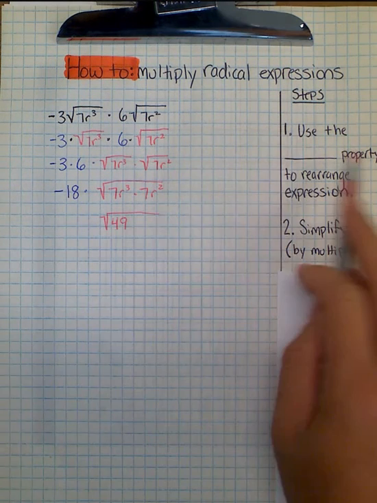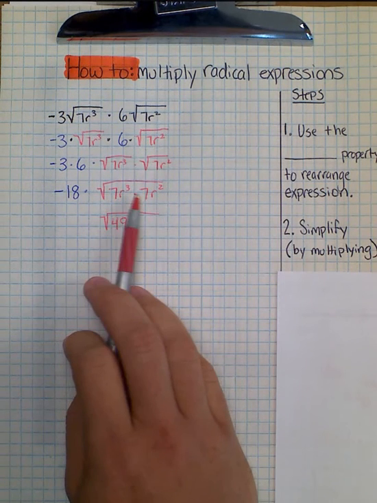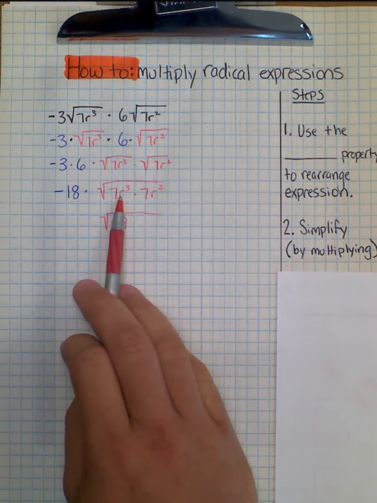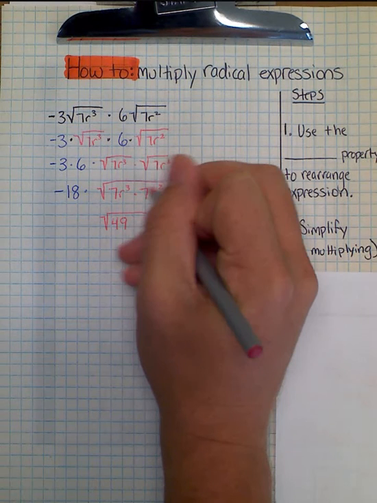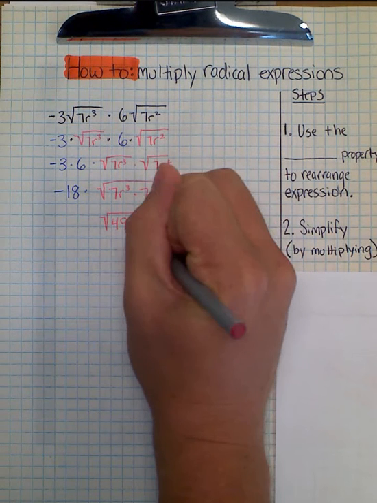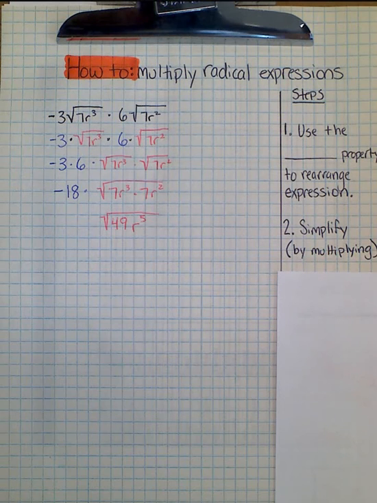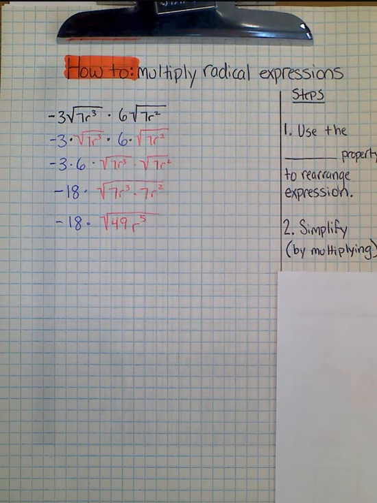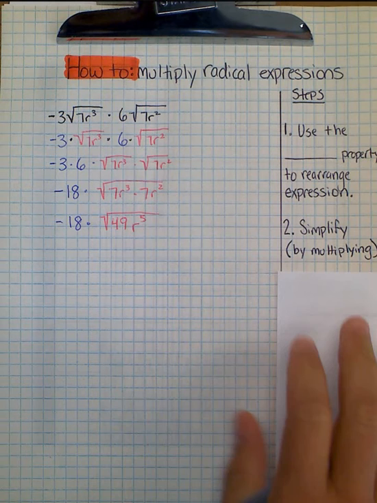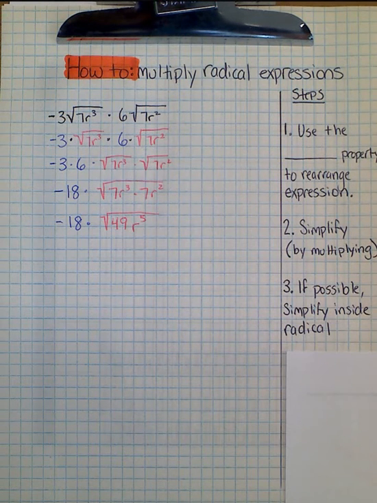Again, I'm using this hidden property here inside. I multiplied the 7's first, and now I'm multiplying r cubed times r squared. And I remember my shortcut is when I have the same base, I add the exponent, so this becomes r to the 5th. And I don't want to forget to bring down my negative 18 times this. And so that's pretty much it, unless, if it's possible, we can simplify inside the radical.